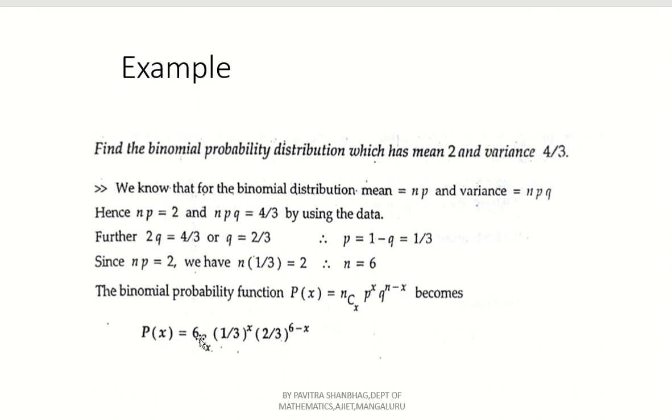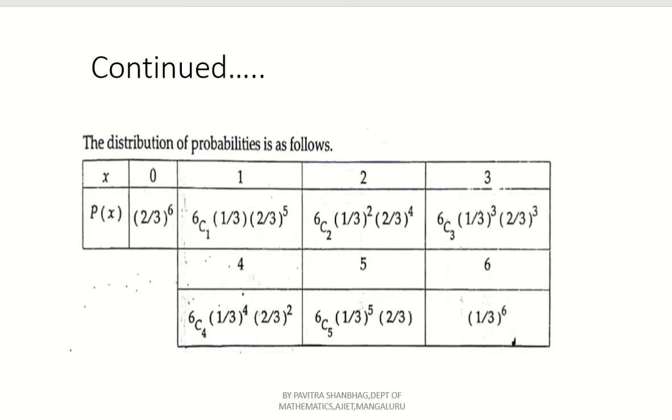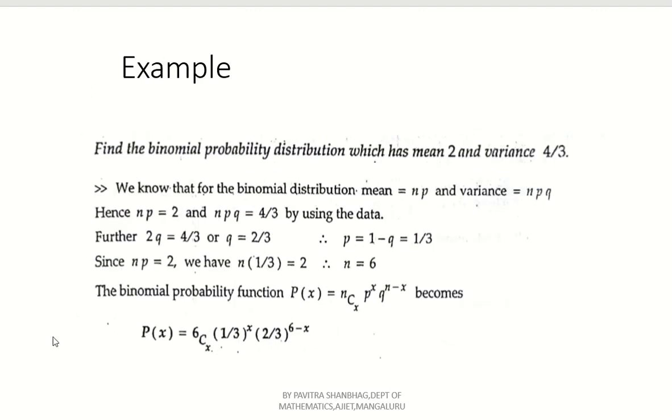When x equal to 0, what we will get? When x equal to 1, what we will get? X equal to 2, what we will get? We have to continue up to the 6th term. Now put x equal to 0, you will get 2 by 3 power 6. X equal to 1, then P of x probability function is 6C1, 1 by 3, 2 by 3 power 5. Just replace x equal to 0, 1, 2, 3 up to 6.